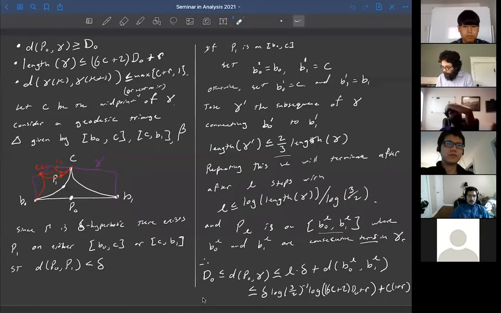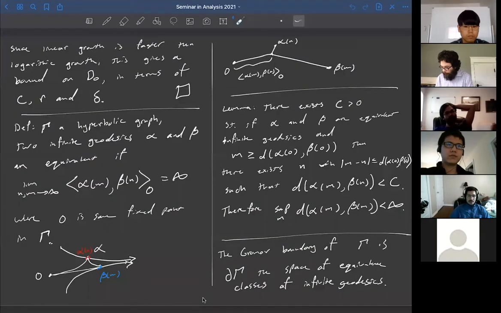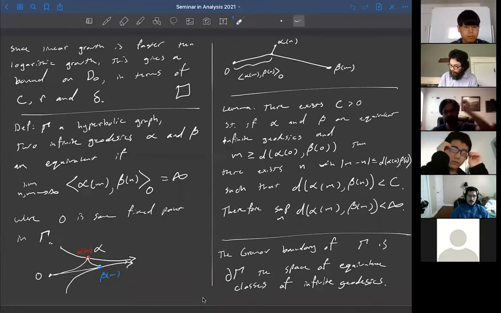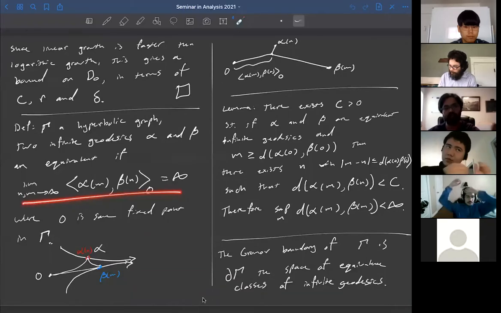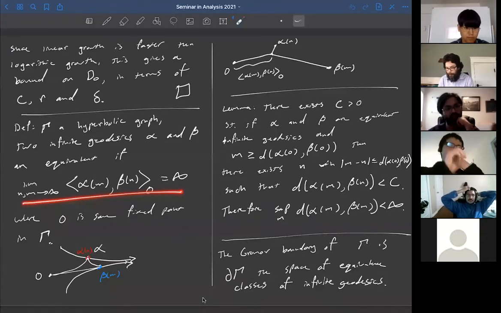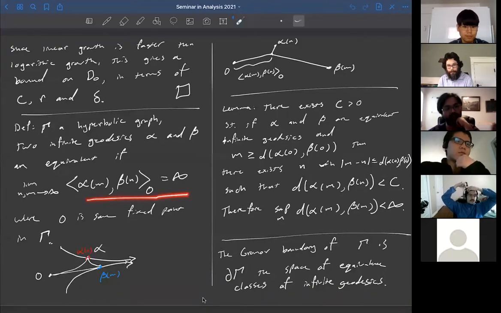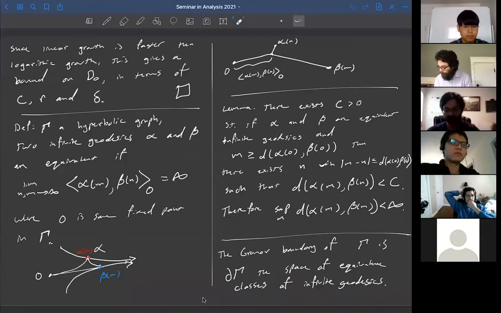Now we're going to prove a next step. We introduced an equivalence relation on infinite rays. We said that two rays were equivalent if the limit, as n and m tend to infinity, of the Gromov product is infinite, whatever starting point we use. This was the definition of when two infinite geodesics are equivalent.